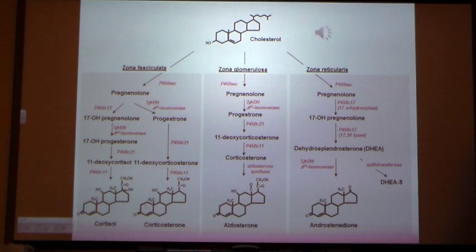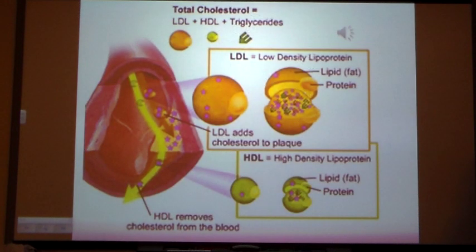It makes all kinds of hormones for you. So, hydrocortisol, cortisol, aldosterone, a hormone made to control your water regulation, and then also all of the sex hormones, such as testosterone and estrogen. These are all cholesterol-based hormones. So cholesterol is extremely essential.